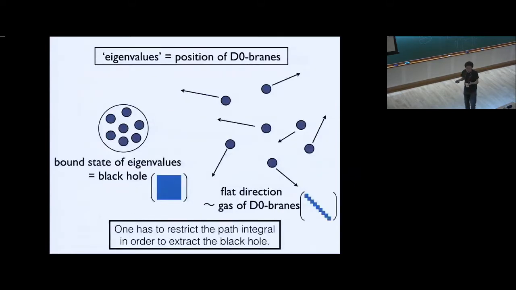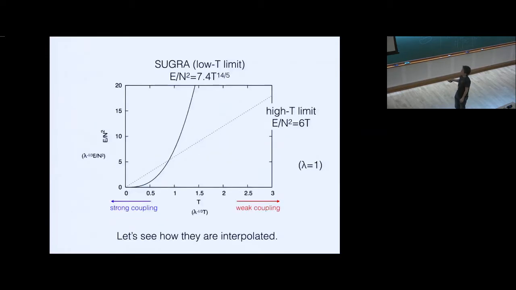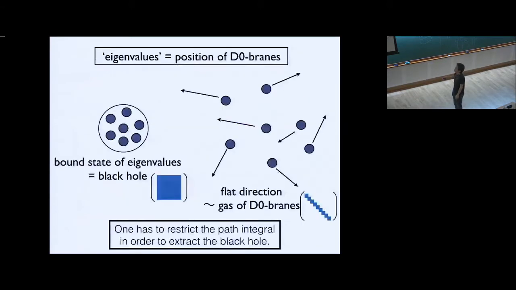So this theory contains not just a single black hole configuration, but various other states, like 2 black holes, 3 black holes, or a gas. Everything is described by this theory. And when we talk about this duality, we are focusing on the single black hole solution. So somehow we have to restrict the path integral in order to extract the black hole state. If you just naively do the path integral, the partition function is simply divergent. So how can we do it?